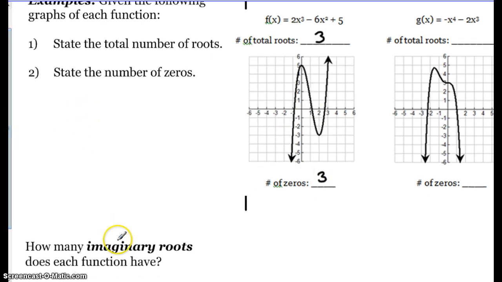Okay, how you find the number of imaginary roots is you take the total number of roots and subtract the real zeros. So 3 minus 3 is 0. And there's no imaginary. All of our roots were real in this case. So you find the total number of roots and the zeros, and then you subtract the zeros from the roots to get the number of imaginary. So for the second one here, our degree would be 4. That's the highest degree. And then we would count our x-intercepts, and we have 2. So this time we have some imaginary, because 4 total roots minus 2 real roots, which are zeros, you'll get 2 imaginary.